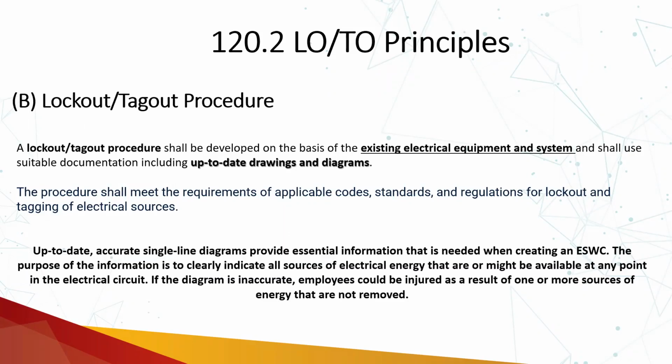Up-to-date, accurate single line diagrams provide essential information that is needed when creating an electrically safe work condition. The purpose of the information is to clearly indicate all sources of electrical energy that are or might be available at the point in the electrical circuit. If the diagram is inaccurate, an employee could be injured as a result of one or more sources of energy that are not removed.